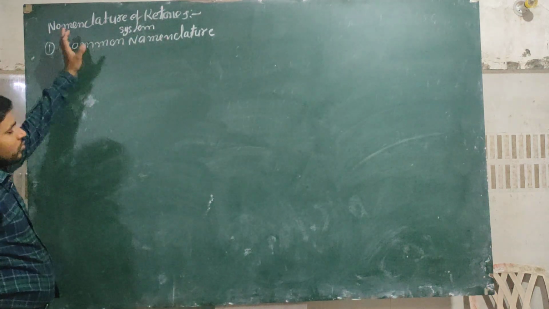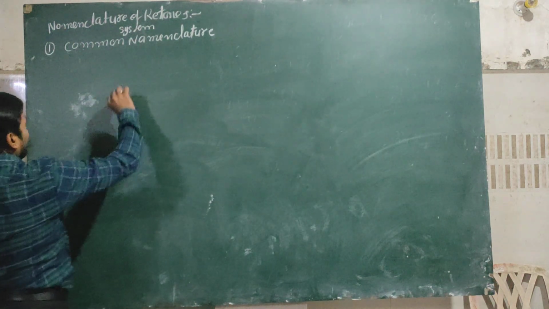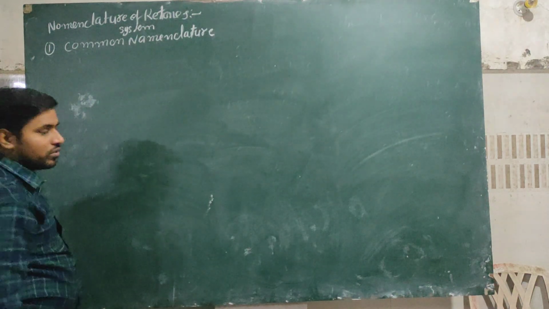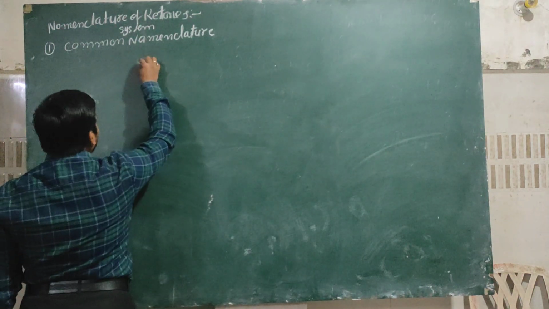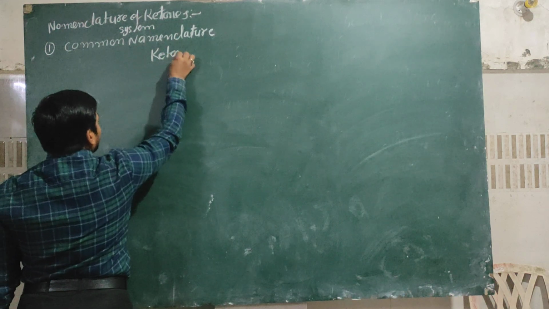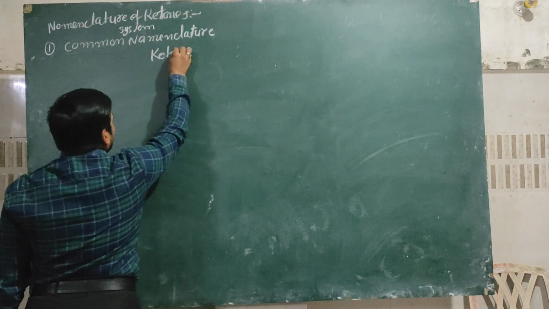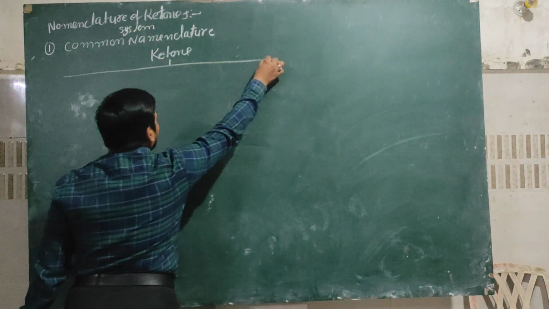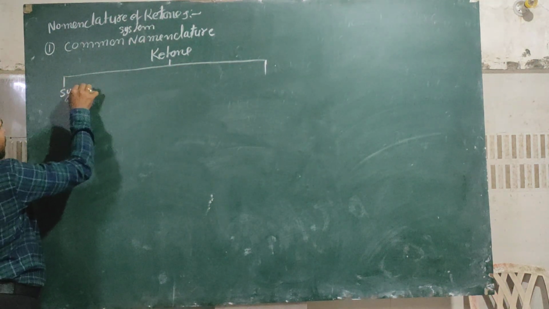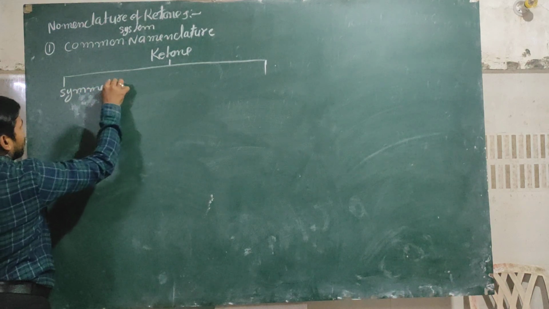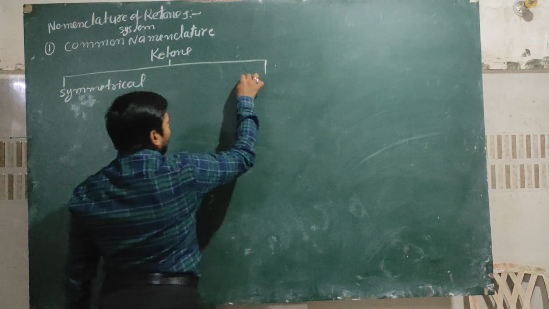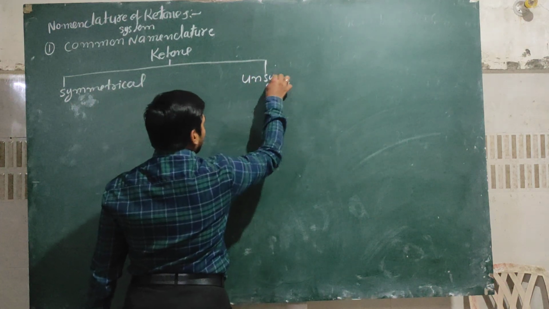In case of ketone, firstly we try to understand what type of ketones are present. There are two types of ketones present. First is symmetrical and second is unsymmetrical ketone.